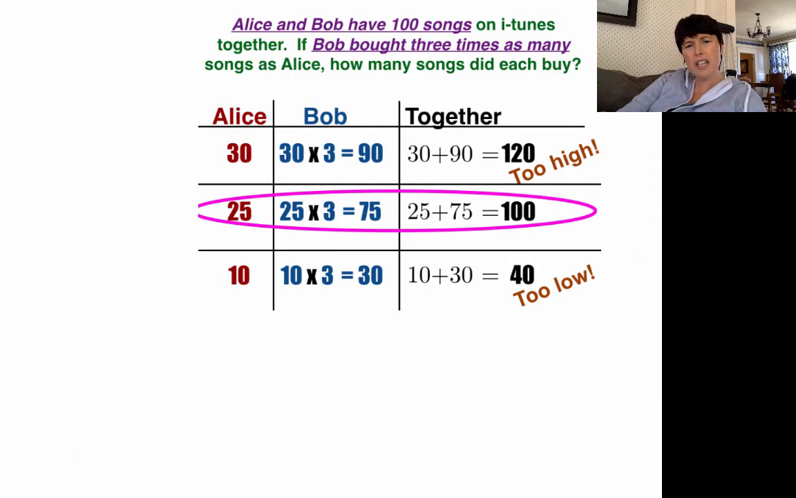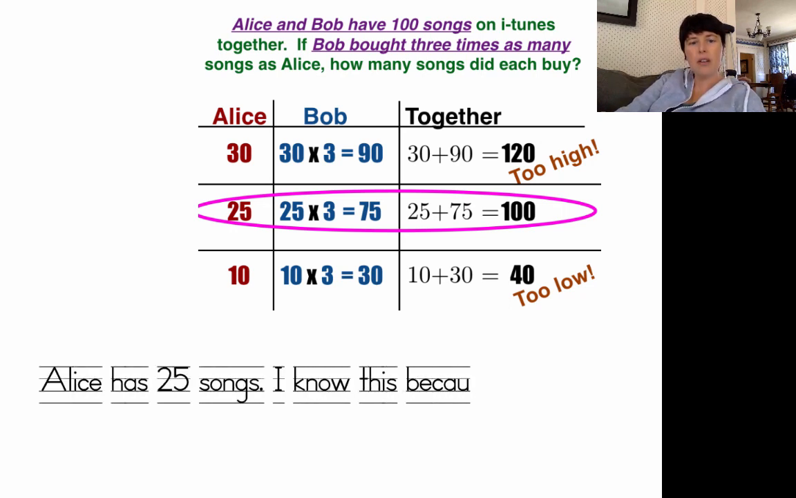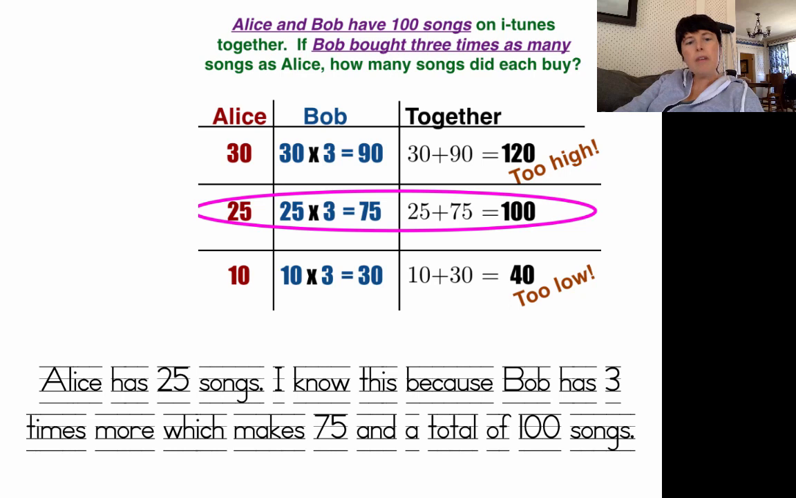But I'm not totally done. I'm going to zoom out here. My work's really organized. It looks nice, and I hope yours does in your notebook too that you're writing this down in. But I need a sentence. I need to put a statement that shows that I know what I'm talking about. So here's what I'm going to write. To answer the question, Alice has 25 songs. I know this because Bob has 3 times more, which makes 75, and a total of 100 songs.